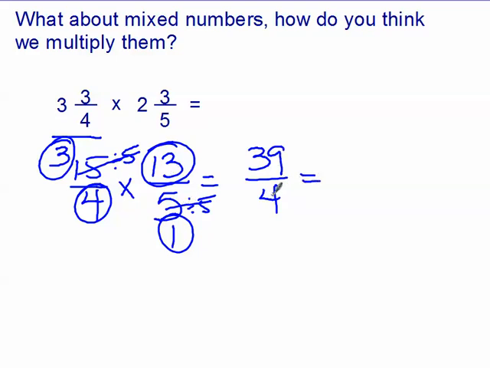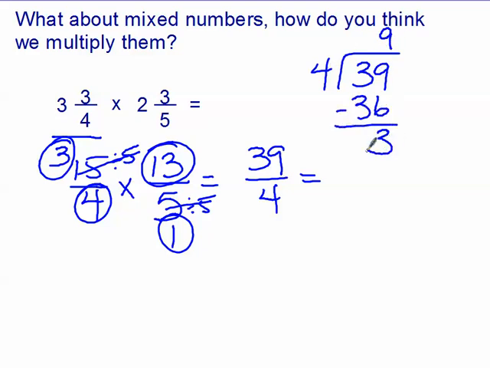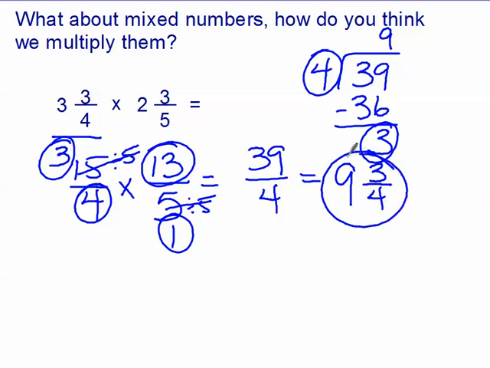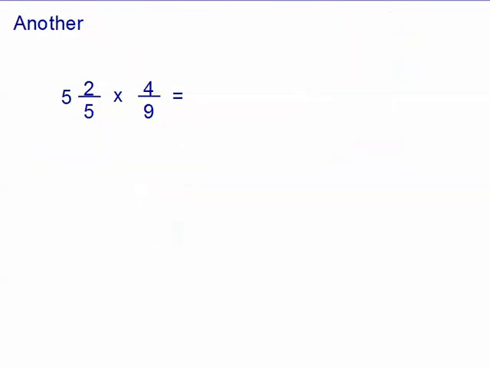So now this becomes just a division problem. And if you need to, you can go out to the side and do the division. We know that 4 goes into 39 9 times. 9 times 4 gives us 36. We subtract, we get 3 left over. So the way we write this is this 9 becomes our whole part, our leftovers becomes our numerator, and the number that we divided by becomes our denominator. So our answer to this problem is 9 3/4. Let's try a second problem.